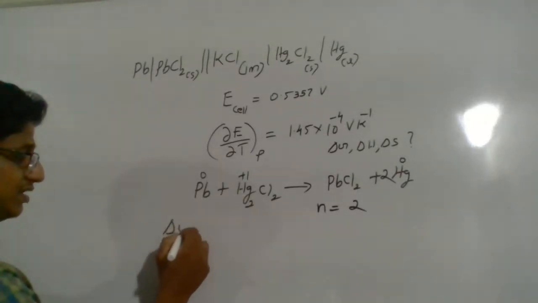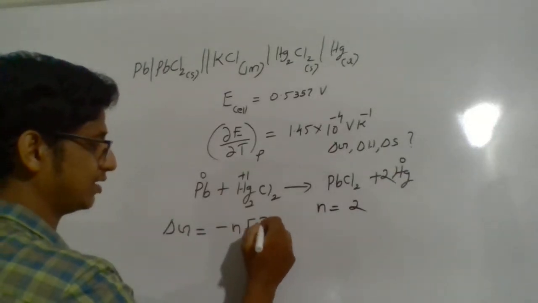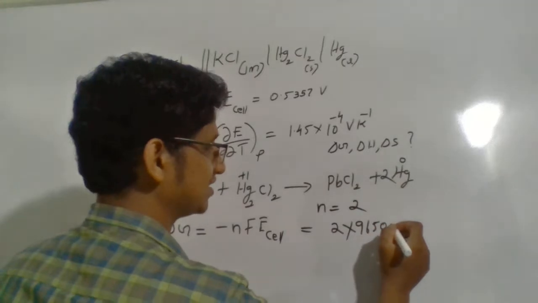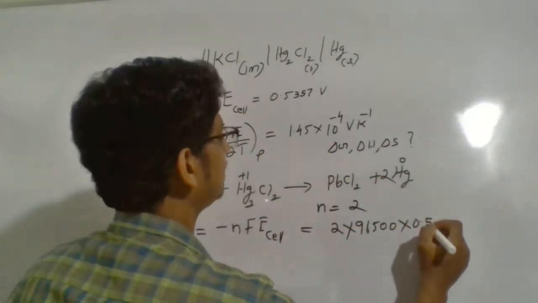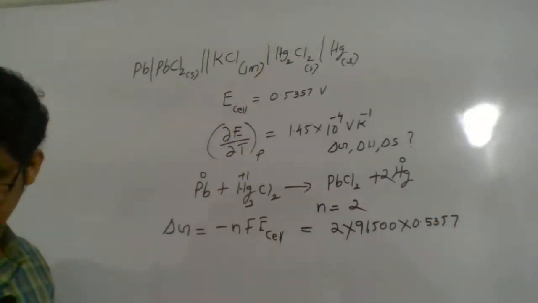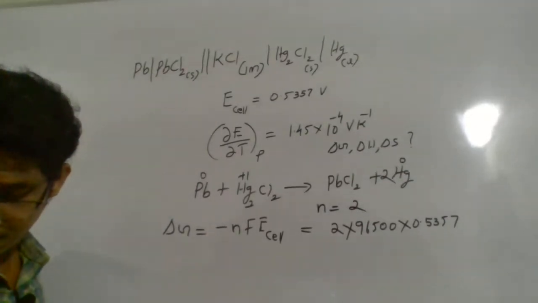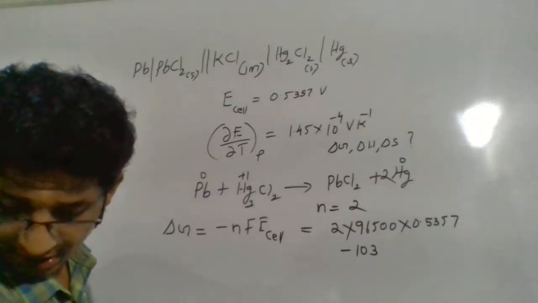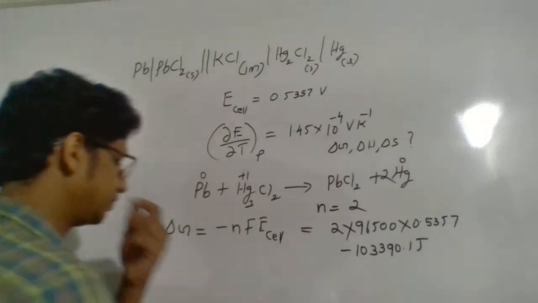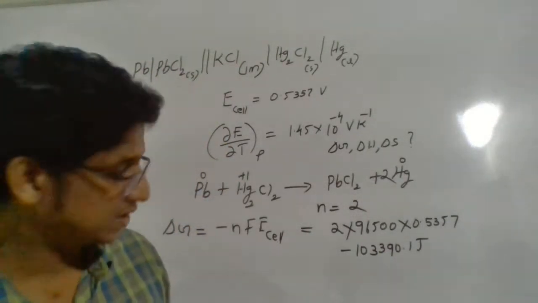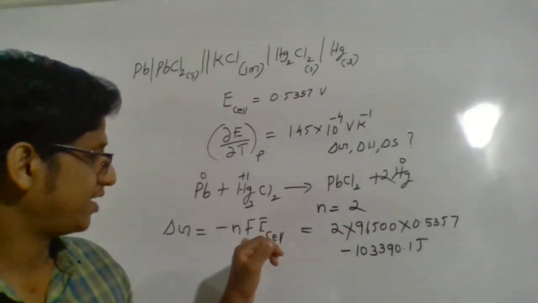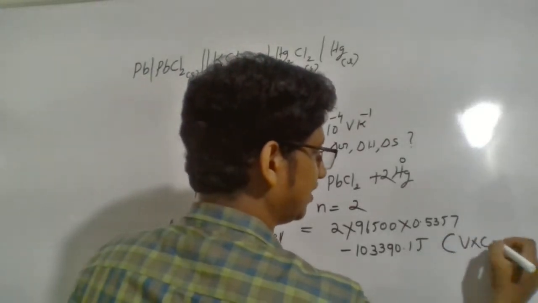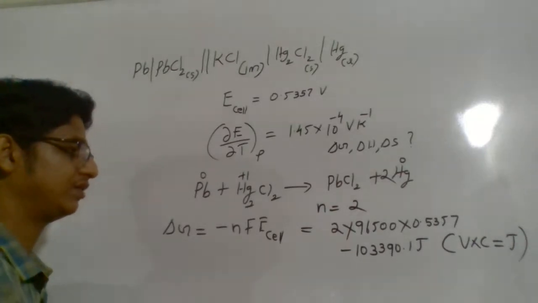Let us start by calculating delta G first. Delta G is equal to minus nF E cell, where n is 2, and F is Faraday's constant, 96500, into E cell, which is given as 0.5357. Substituting the values, you will get minus 103,390.1 joule. Please remember how you got joule: Faraday is in coulomb, E cell is in volt, and volt into coulomb can be represented in terms of joule. That is how we can easily convert it into joules.